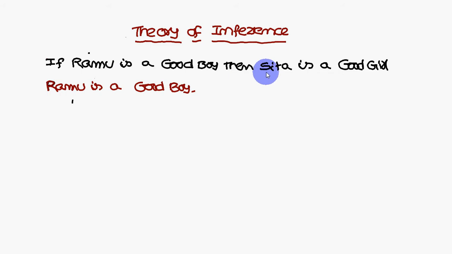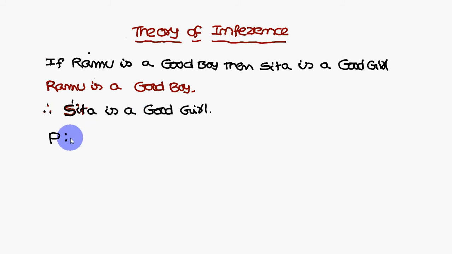There is one statement. So I have given the clue: Ramu is a good boy. Then what about Sita? Sita is a good girl. So this concept I am rewriting. So the conclusion is Sita is a good girl.